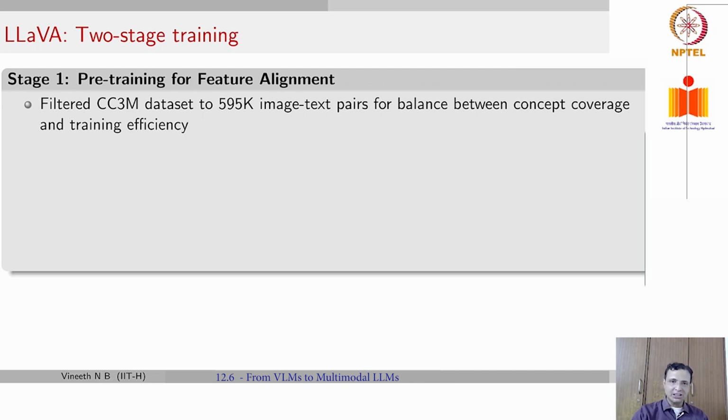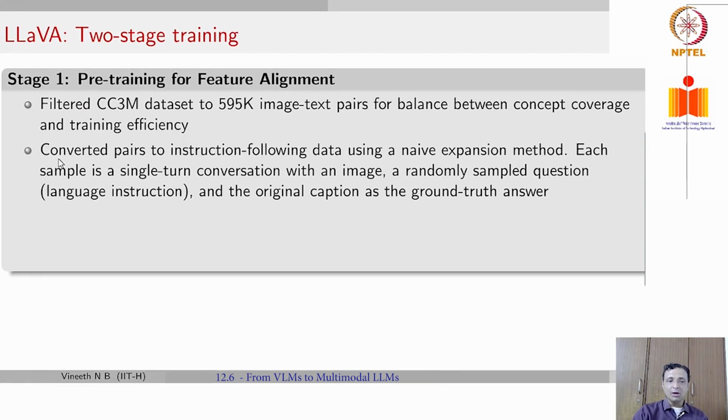So their overall approach, as we mentioned earlier, was a two-stage approach, where in the first stage they do a pre-training for feature alignment. To this end, they considered the CC3M dataset, which is the Conceptual Captions 3 million dataset, but they filtered the dataset to only about 595,000 image-text pairs, where they ensured concept coverage, and at the same time they wanted training efficiency by reducing the number of image-text pairs.